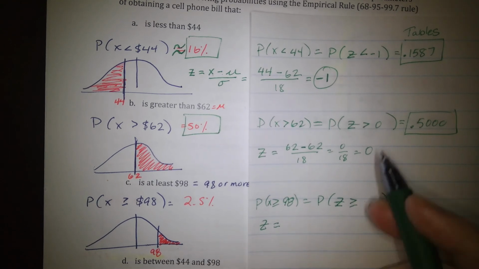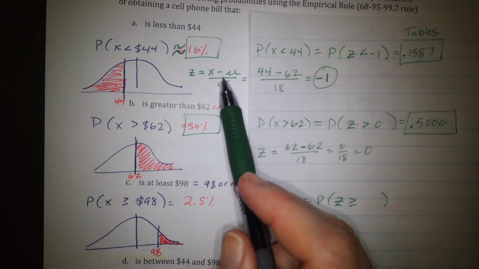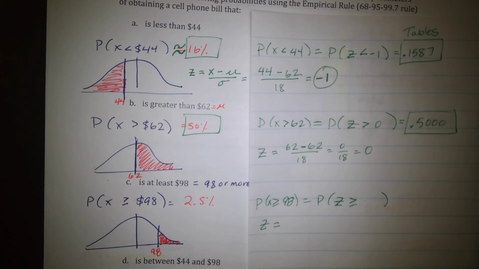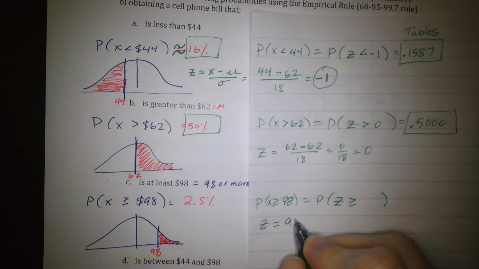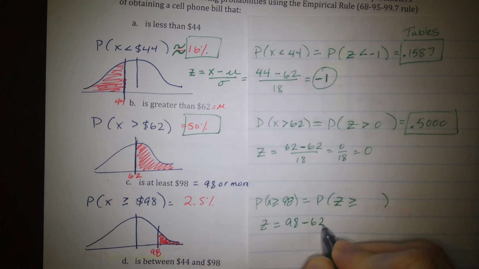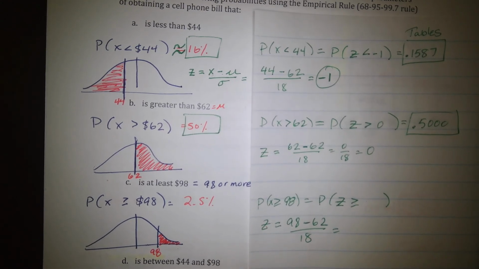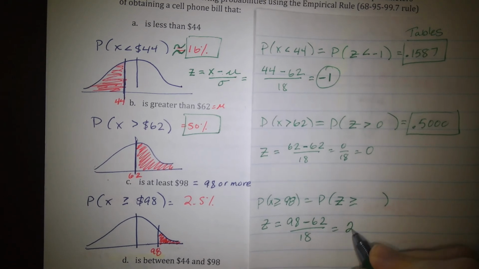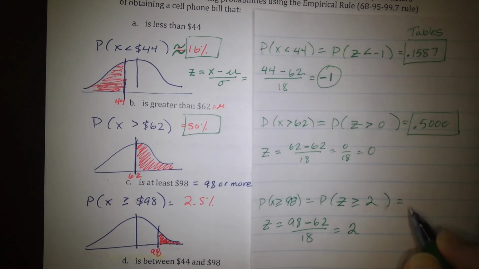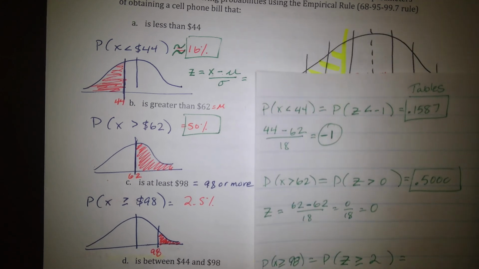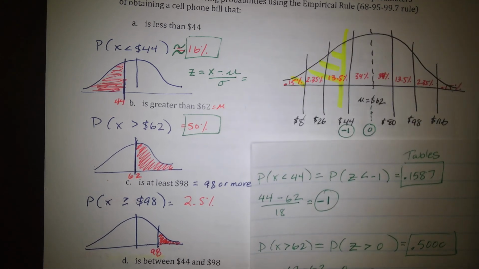The z-score is going to be equal to X minus mean divided by standard deviation. So X is 98 minus the mean of 62 divided by the standard deviation. And when I put that into my calculator, you're going to get a value of 2. So we're looking for the probability that Z is greater than 2. Well, let's go back up to my table.